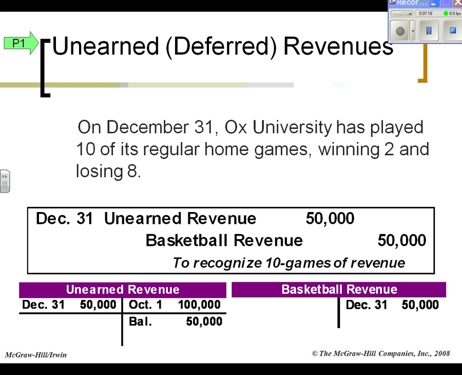And then we're going to reduce that liability account, because those fans cannot come back to us and say, "Hey, I want my money back." So here on the T account, you have unearned revenue. That's a liability. The original entry was October 1st, 100,000. And then we're going to debit it, reducing it by the 50,000. So now we still have unearned revenue. Our balance on our balance sheet for unearned revenue is 50,000. But meanwhile, on our income statement, we have basketball revenue as of December 31st of 50,000.